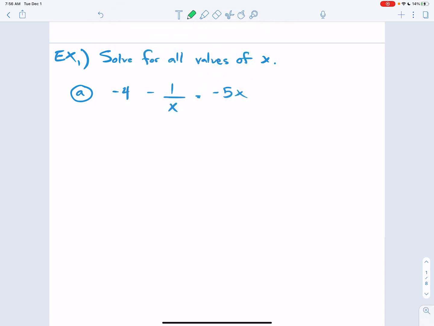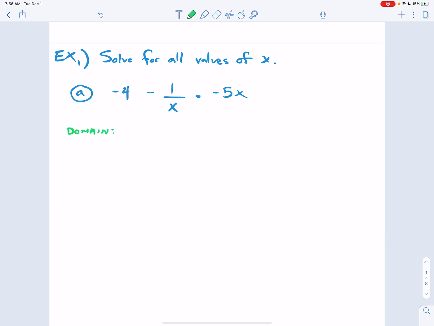Okay, so nothing has changed here. It might look a little bit different. You might notice that there's one denominator here. That one denominator is just x. Usually it's like a x plus 5 or x minus 2. But nevertheless, it's still just as easy. Okay, so first step, here we go.